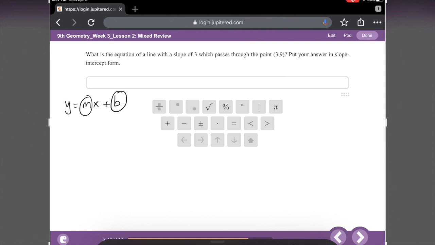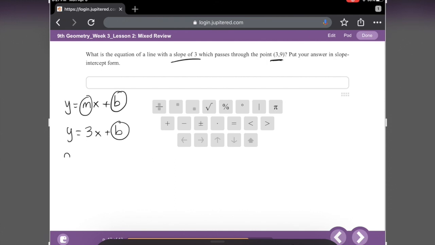Okay, so what is the m value, or the slope value? Well, we're actually told what it is. It has a slope of 3, so we just immediately plug that in. Now we can write y equals 3x plus b. Okay, so the only thing that remains to find is this b value. But we can figure that out since we know an x and a y value that we can plug in. Since it goes through the point (3, 9), 3 comma 9 has to solve this equation.